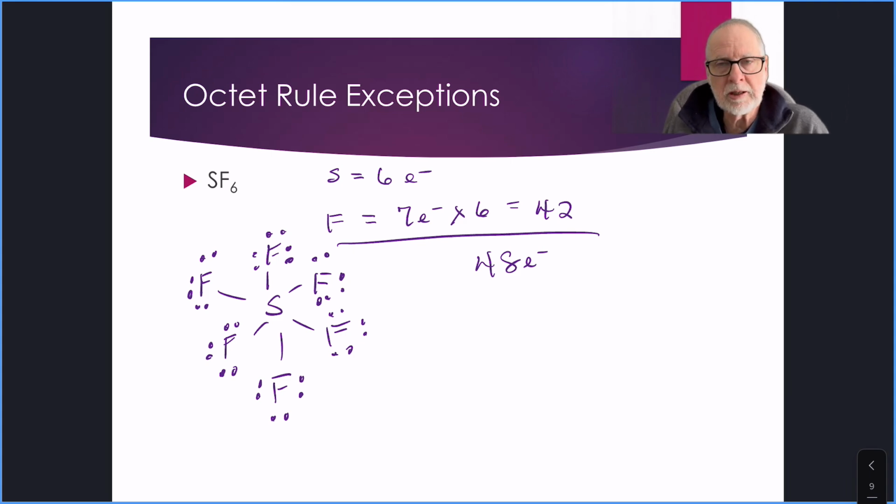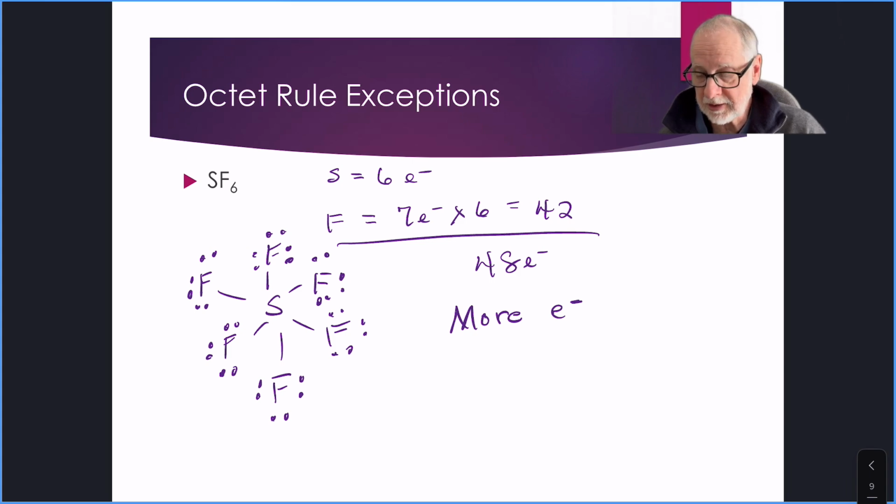We've used up all 48 electrons. Clearly the sulfur does not satisfy the octet rule. The fluorines do, but the sulfur does not. And so this is a situation where we have an expanded valence, where we've got more electrons to distribute than would be necessary to satisfy the octet rule. So we've got too many electrons here in this case because we've got 6 fluorine atoms around that central atom. So that's, again, an exception to the octet rule.